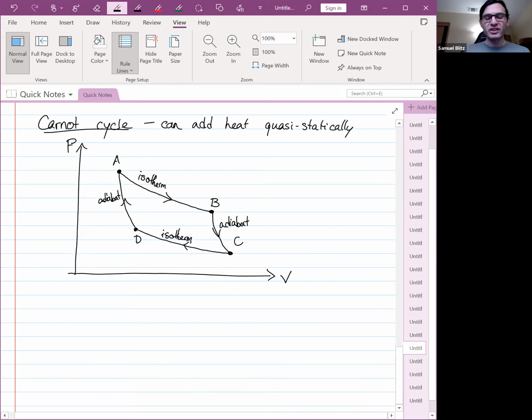Now, because these are isothermal processes, we can just define their temperature. So let's say that the temperature at this isothermal process is TH, and the temperature for this isothermal process is TC. We know that adiabatic processes don't have any heat flowing in or out of them, right? So the only way that we can have heat flowing into or out of the system, which we need in order to have a process occur at all, is during the isotherms.